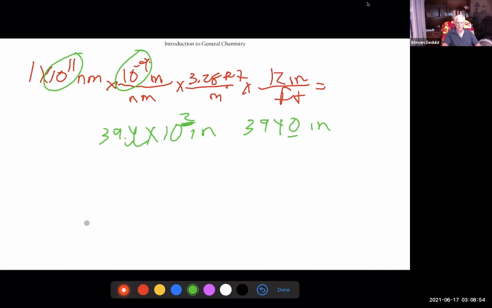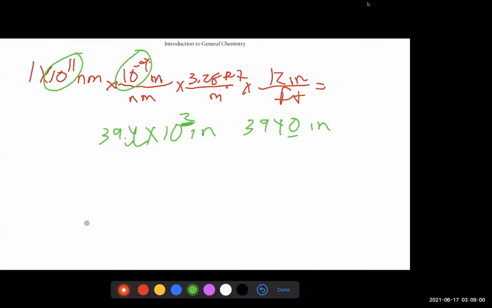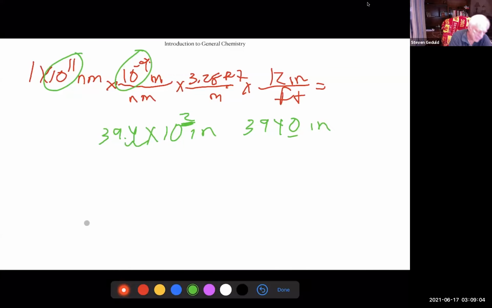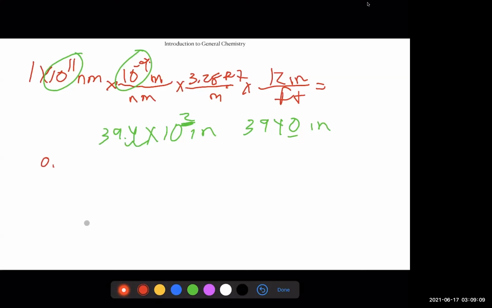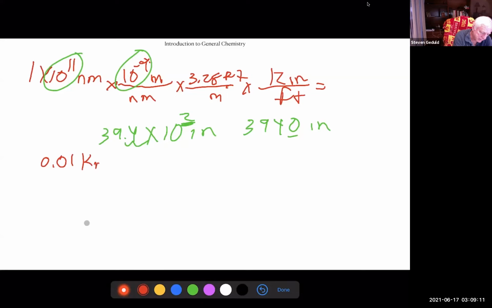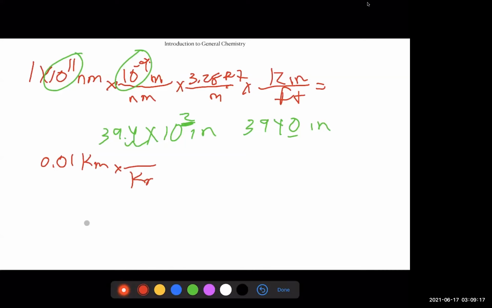That makes sense, Cassandra? Yeah, and then I had the other 2 I was struggling with too. Okay, what was the other one? So 0.01 of a kilometer. 0.01 kilometers. That's right? Yeah. Okay, so kilometers on the bottom.